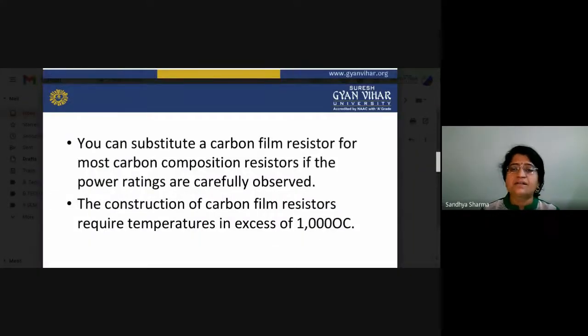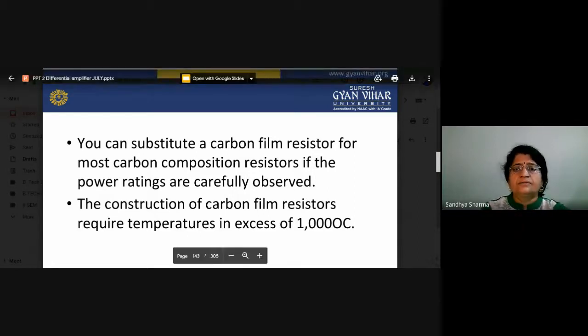You can substitute a carbon film resistor for most carbon composition resistors if power ratings are carefully observed. The construction of carbon film resistors requires temperatures in excess of a very high value. That is basically when we are constructing the carbon film resistor, at a temperature equal to 10 to the power 3 degrees centigrade.